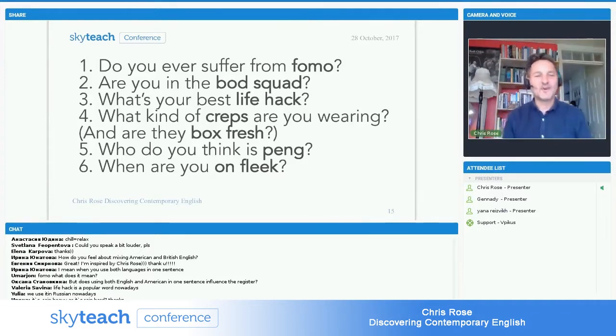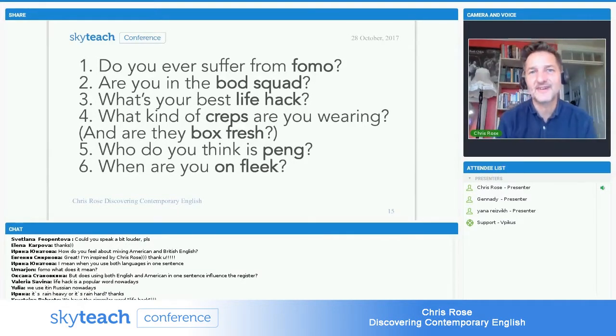Nice expression. What kind of creps are you wearing? If indeed you're wearing any. This is a new word to me as well. I only found this word out last week, but creps is a word for training shoes. If you teach young people, as you probably do, you will know that a lot of them are probably wearing some kind of sports shoes, training shoes. Creps. Not in box fresh. If they are box fresh, they are fresh from the box. That is, they are brand new, absolutely new, box fresh creps. That's the kind of thing your teenage students will definitely like.